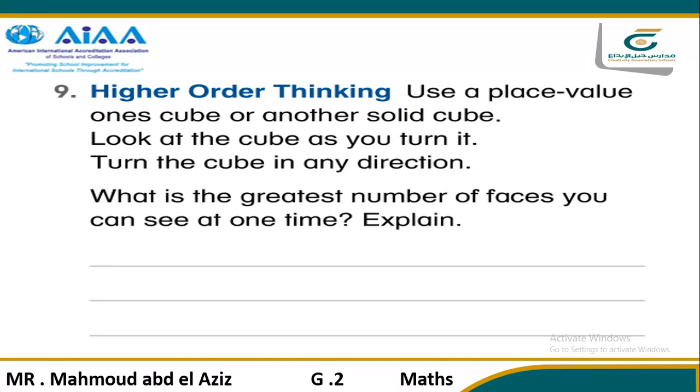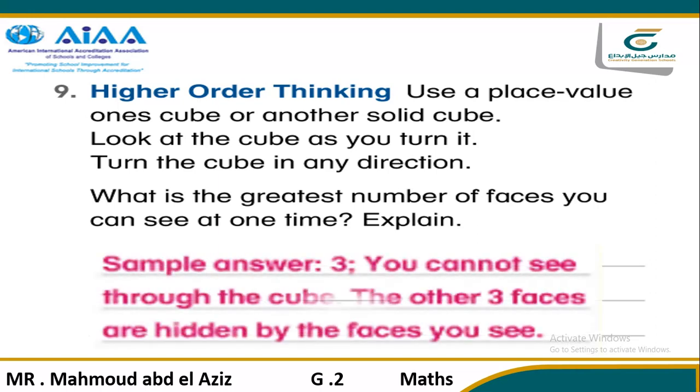Another question. Use a place value one cube or another solid cube. Look at the cube as you turn it. Turn the cube in any direction. What is the greatest number of faces you can see at one time? It's just 3, and we said it before. You cannot see through the cube. The other 3 faces are hidden by the faces you see.